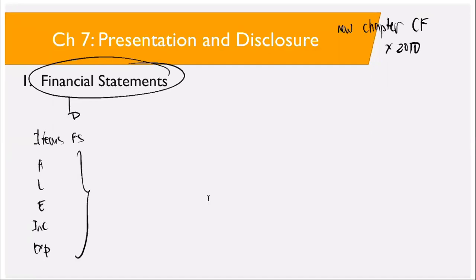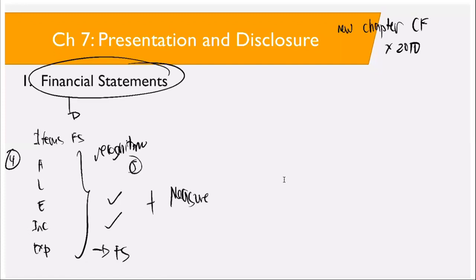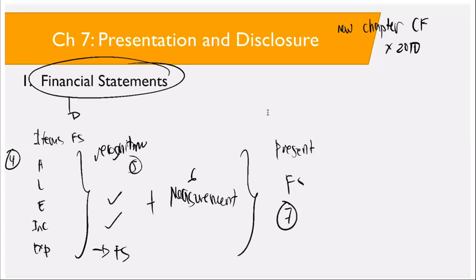So first, we need to recognize these items. So I've discussed already the items of financial statements, right? Under chapter 4. Okay. So that is under chapter 4. Under chapter 5, it provides you when to recognize them. So when we talk about recognition, we place them in your financial statements. But in recognition, you must also measure them. So we already talked about the measurement of these items under chapter 6. After recognizing and measuring it, then we can already present it in the financial statements. So that is under chapter 7.